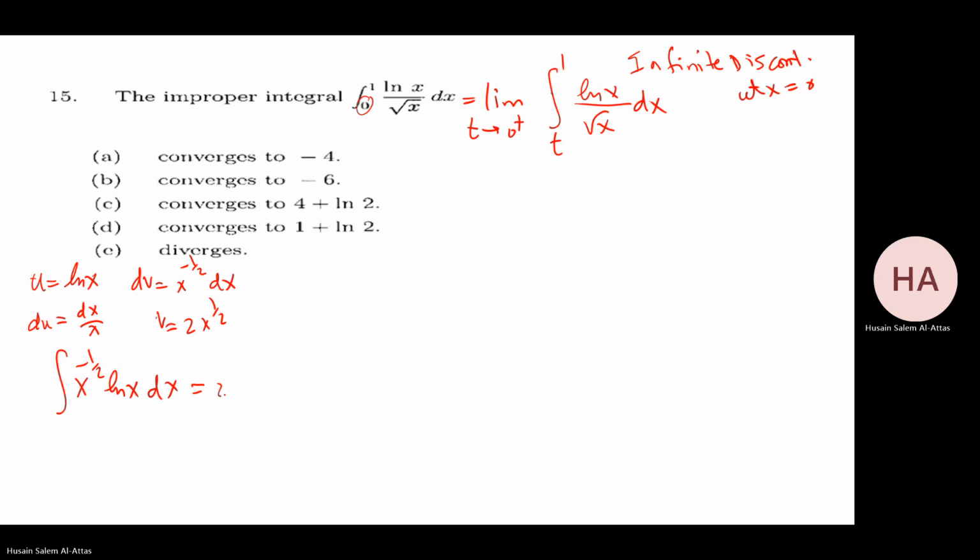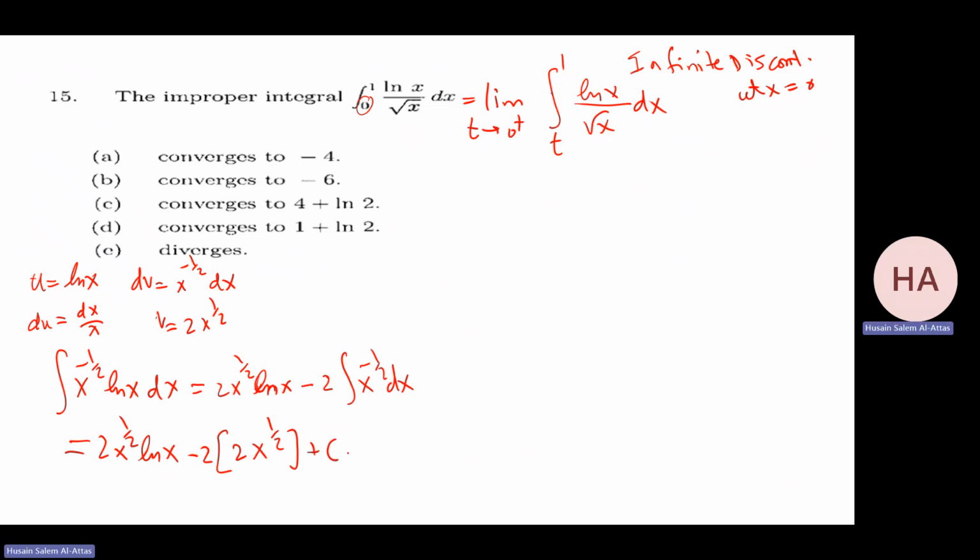That gives me 2x to the power half ln x minus 2 integral x to the power half times x to the power minus 1, which is x to the power minus half dx. That will be 2x to the power half ln x minus 2 times the integral of x to the power minus half, which is 2x to the power half plus c. So my answer: 2x to the power half ln x minus 4x to the power half plus c.